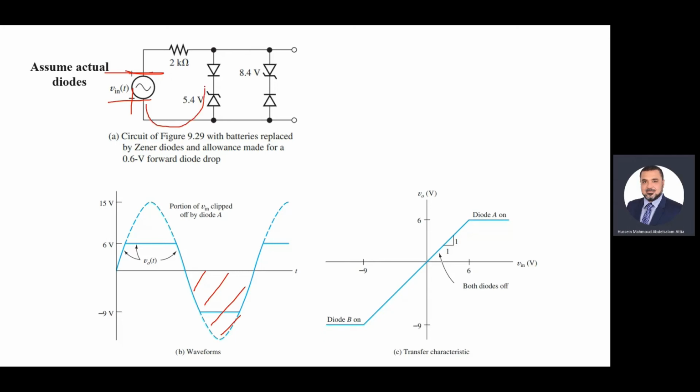So can the current go here? Never go here. So this diode is off. The current can go in the zener, but it will never go in this diode. Can the current go here? Yes. So what is the new circuit?